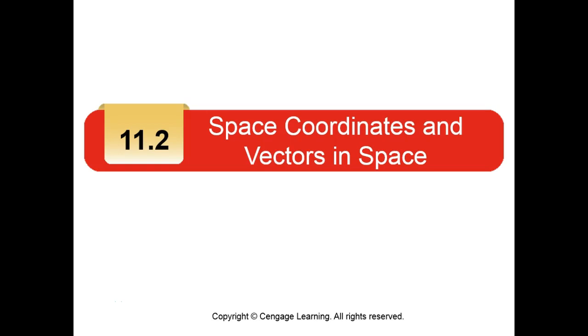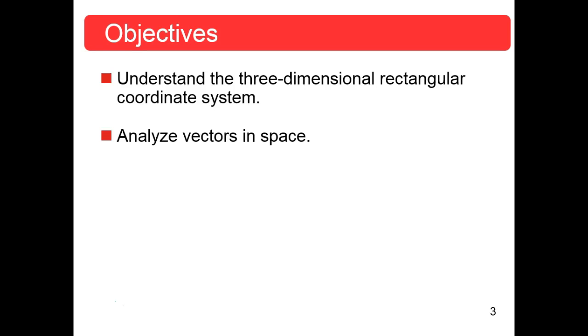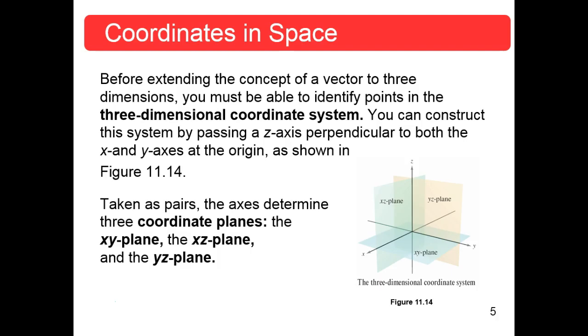Now, if you notice, before, we were basically dealing with two-dimensional vectors. We're definitely in the plane. Now we're going to be dealing with three-dimensional vectors because you're in space. Okay? So let's understand the three-dimensional rectangular coordinate system. That'll be our first objective, and then we'll analyze vectors in space. It's a pretty straightforward analogy from what we did in two-space or plane geometry.